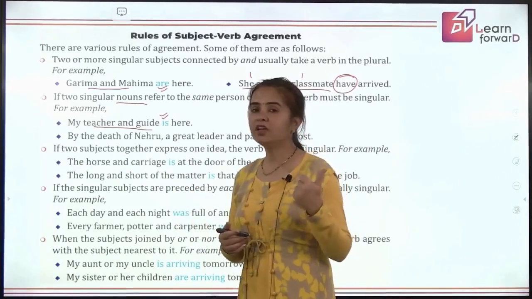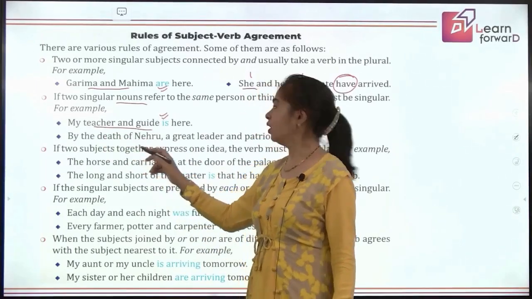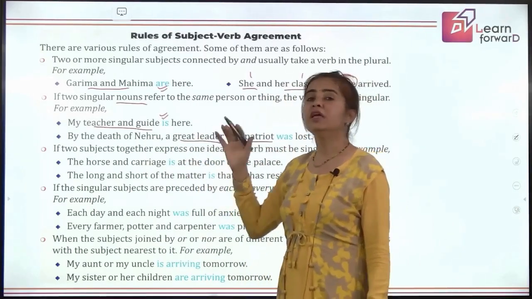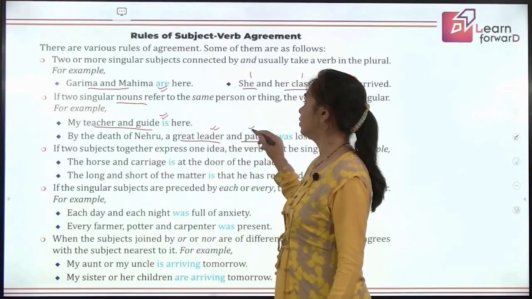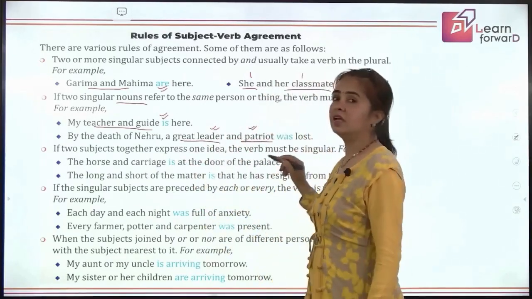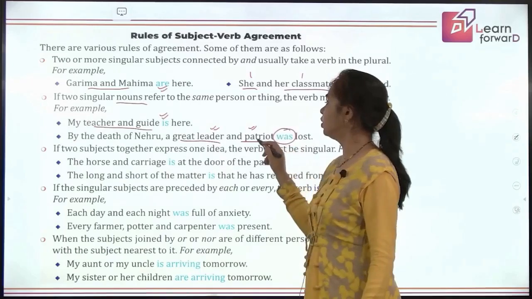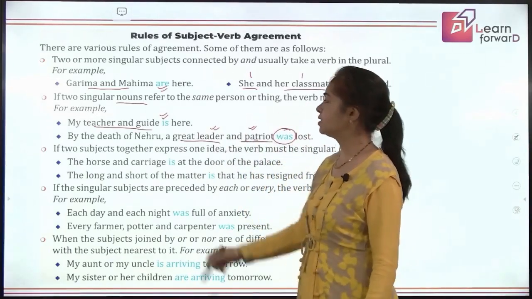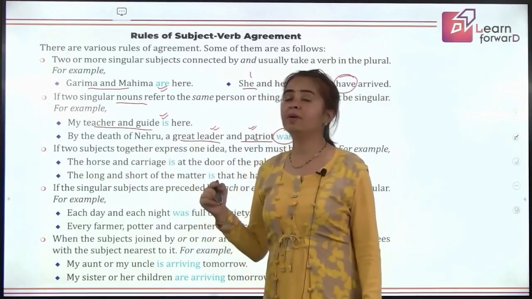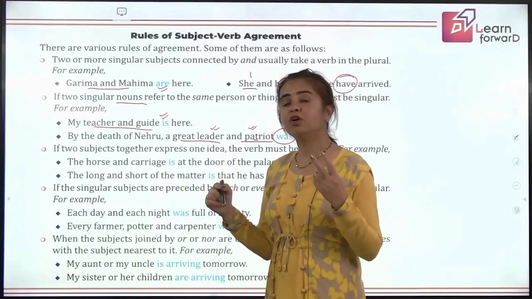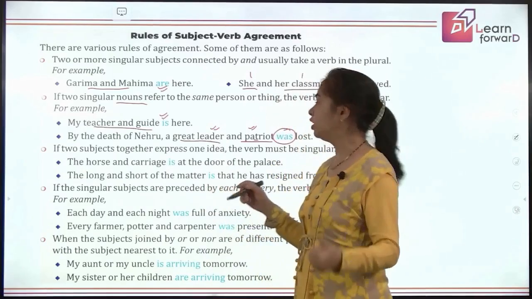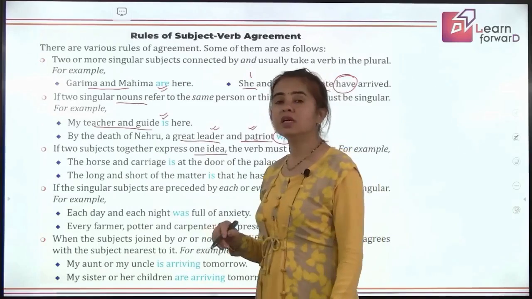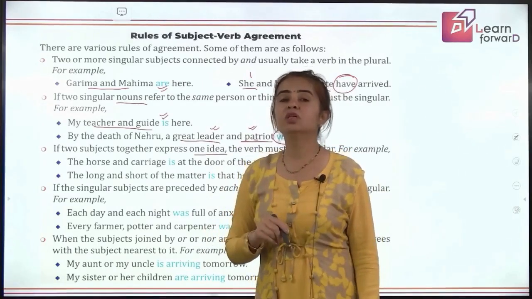Right? Got the difference? By the death of Nehru, a great leader and patriot, because Nehru ji, he was a leader also, he was a patriot also. So this will be your singular verb because both these are referring to one singular subject only. Next, if you are using and, but still the two subjects being referred to are actually referring to one only, giving an idea of one, a single idea, in that case you will use a singular verb.